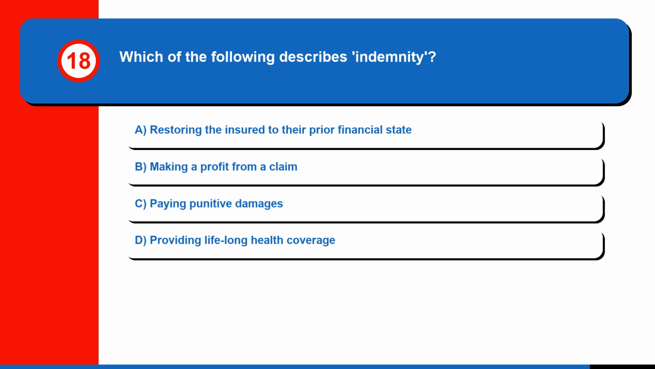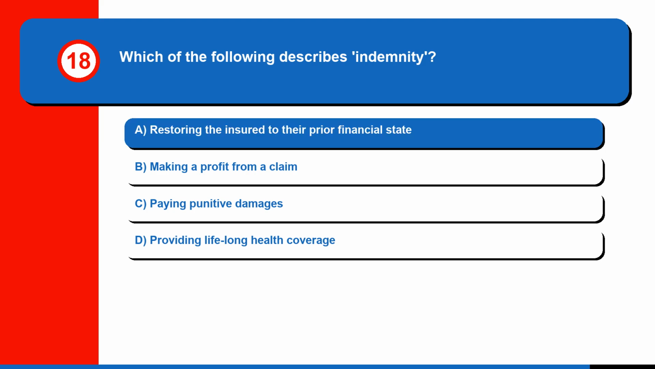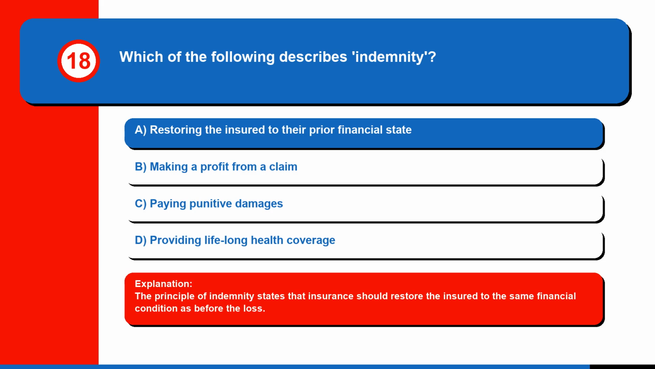Question 18. Which of the following describes indemnity? A. Restoring the insured to their prior financial state, B. Making a profit from a claim, C. Paying punitive damages, or D. Providing lifelong health coverage. The correct answer is A. Restoring the insured to their prior financial state. The principle of indemnity states that insurance should restore the insured to the same financial condition as before the loss.